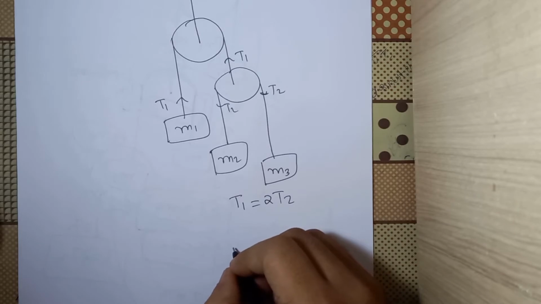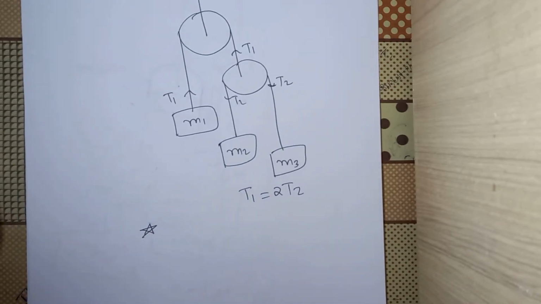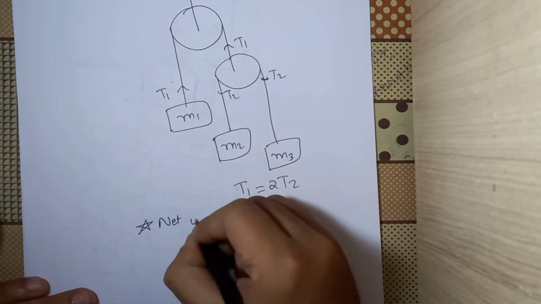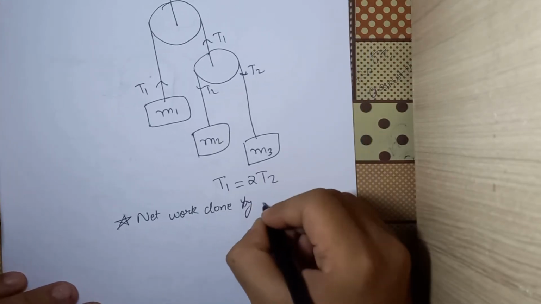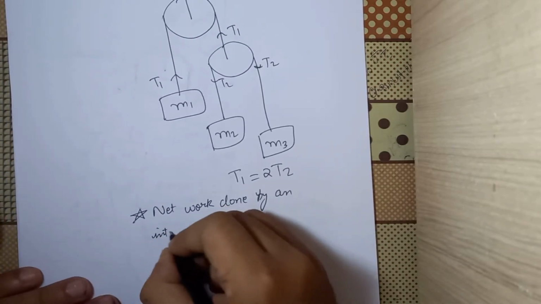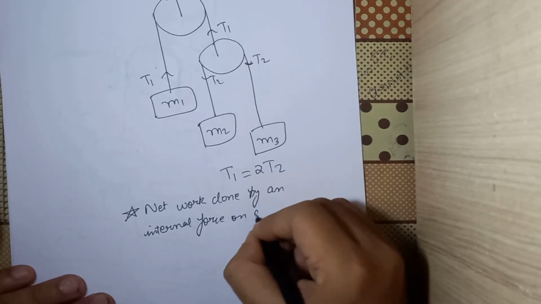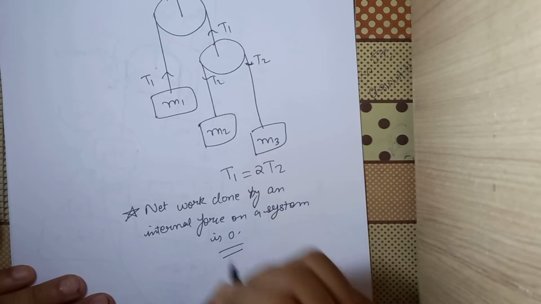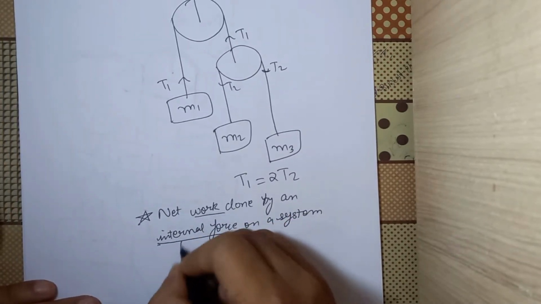Now what we'll do is use a principle from a further chapter, which is the work energy principle, which says that net work done by an internal force on a system is 0. We'll understand this statement in just a second. So first of all, what is work and what is an internal force?